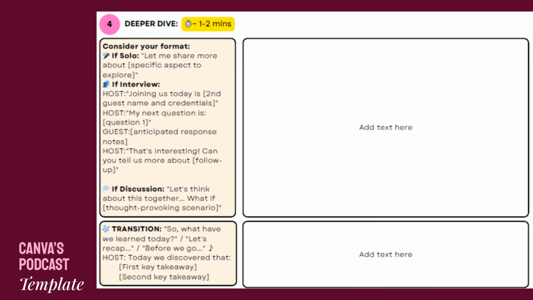Section 4 is the deeper dive, where you really get to the meat of your episode. This template says 1 to 2 minutes, which is great for a 4 to 6 minute episode, but this section could totally go longer if they intend to create a longer episode. So the solo might share more about their topic. The interviewer would introduce their guest and then begin the questioning. Or if it's a panel discussion, introduce the topic and then start discussing.